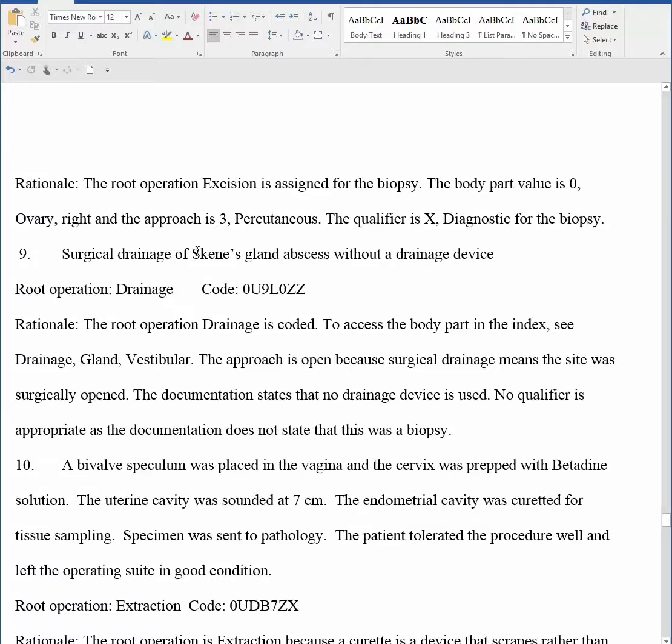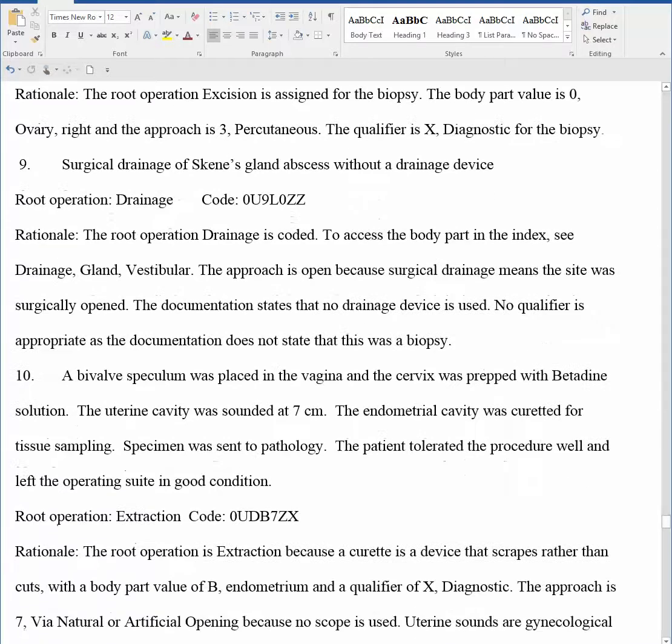It states surgical drainage, so that equates to the using of a scalpel. He's cutting into this gland abscess. No biopsy was taken that we know of. It doesn't say anything about this fluid or what came out of this abscess was sent off for pathology. Final code is 0U9L0ZZ.